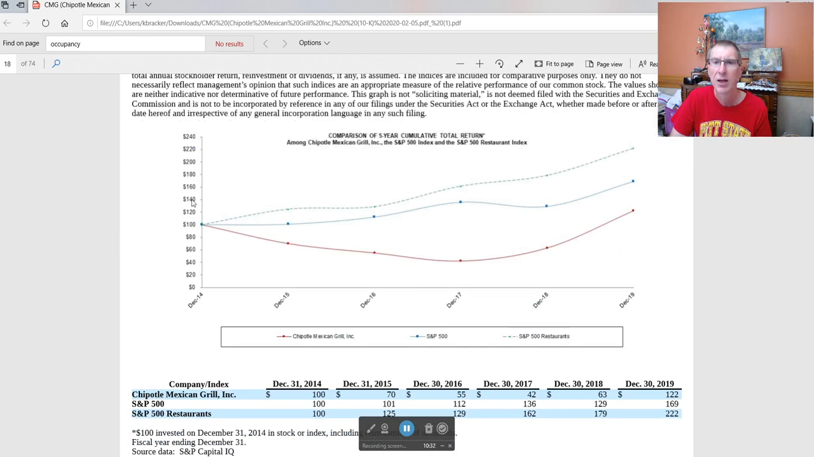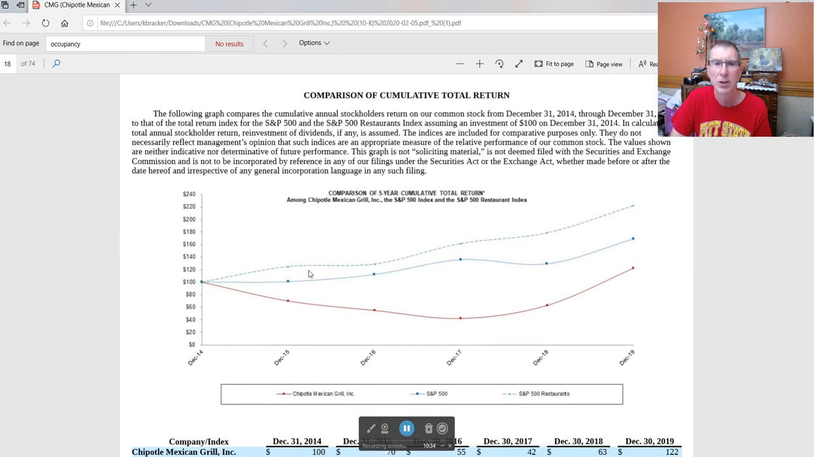And here we get into their total returns. Not every company is going to have this in their 10K. Chipotle does. They go back to 2014. The red line down here is Chipotle. You can see they greatly underperformed over the first few years. And then the last couple of years, they have outperformed. And that's still been going up since December 2019.